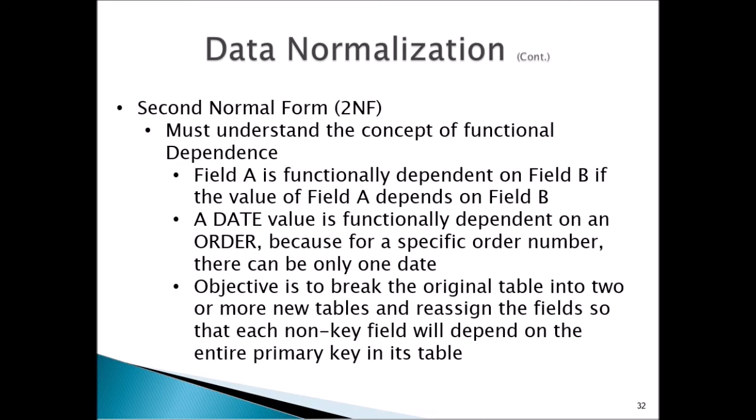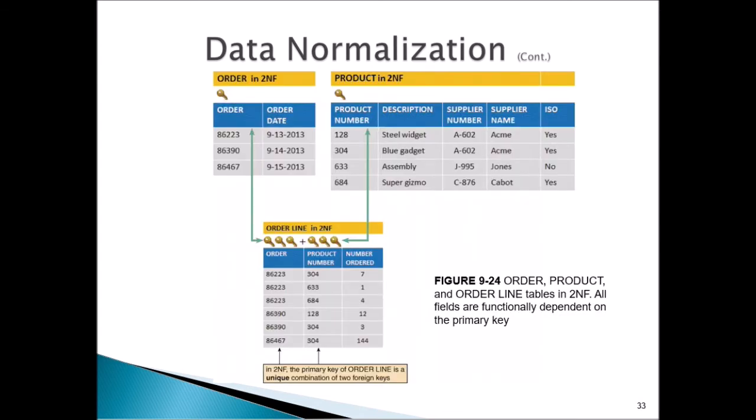Let's take a look, because now we've seen 0NF, which is unnormalized, and we've seen first normal form, or 1NF, where all the information has been contained in one table, but for this type of information it really needs to be broken down more. So let's take a look at second normal form.